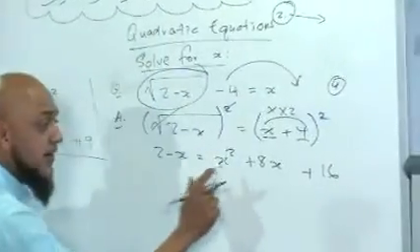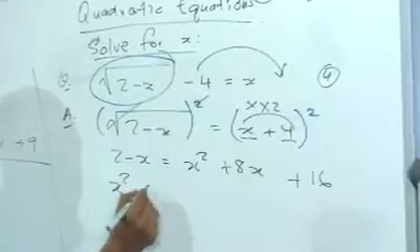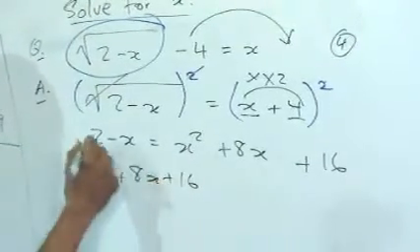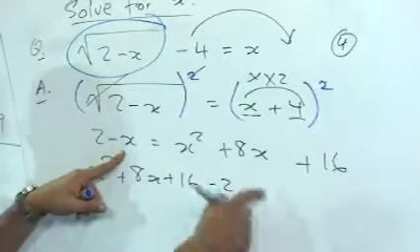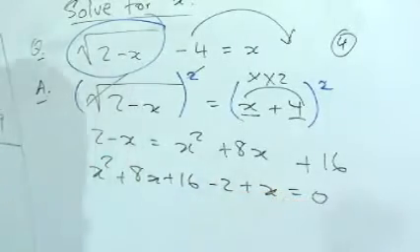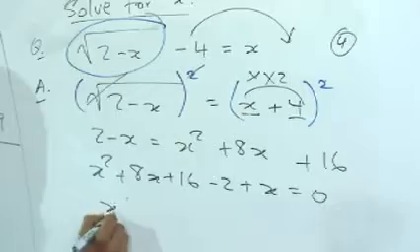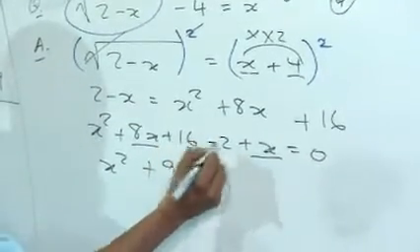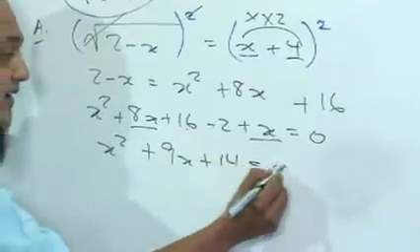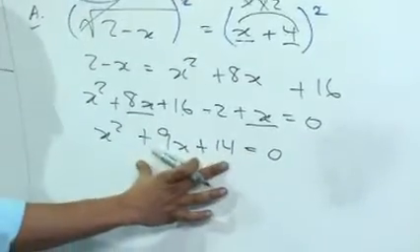So now this is quadratic. So what do I have? x squared plus 8x plus 16. Let's take this on the other side. Plus 2 becomes minus 2. Minus x becomes plus x equals 0. Collect your like terms. x squared plus 8x plus 1x is 9x, plus 16 minus 2 is plus 14, equal to 0. That is a perfect trinomial.